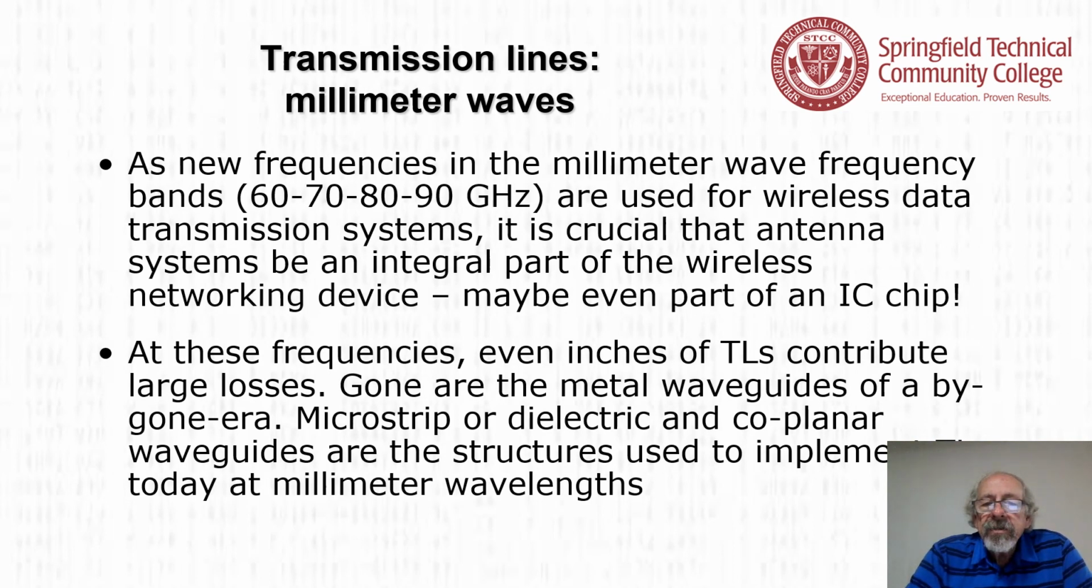So as new frequencies in the millimeter wave frequency bands, 60, 70, 80, 90 gigahertz, are used for wireless data transmission systems, it is crucial that antenna systems be an integral part of the wireless networking device, maybe even part of an IC chip. At these frequencies, even inches of transmission lines contribute large losses. Gone are the metal waveguides of a bygone era. Microstrip or dielectric and coplanar waveguides are the structures used to implement transmission lines today at millimeter wave wavelengths.